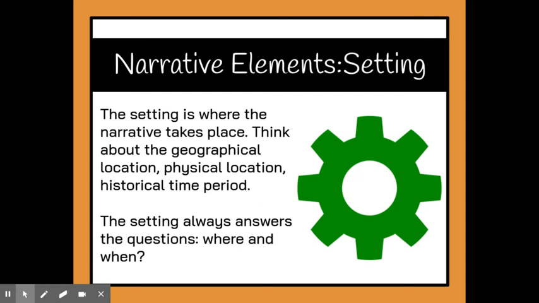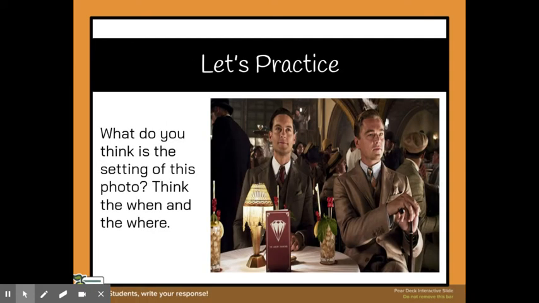Well, that's for character, but with the setting, there are many elements, like when they were in Philadelphia or when they were crossing the Delaware, you were in a boat. Those are things that you need to make sure that you have in your writing for your journal entries. We need to make sure that you have settings. So let's practice that. What do you think is the setting of this photo? Think the when and the where.